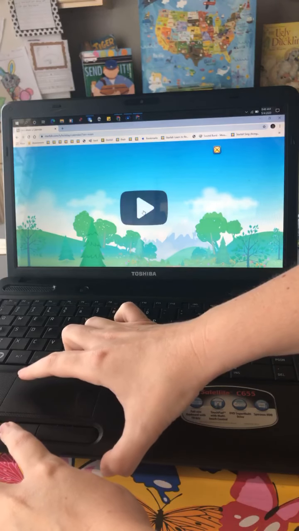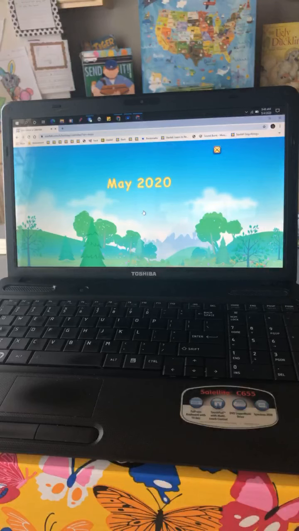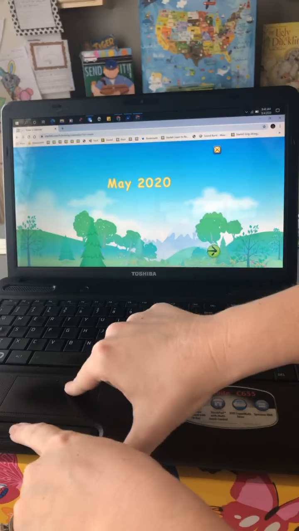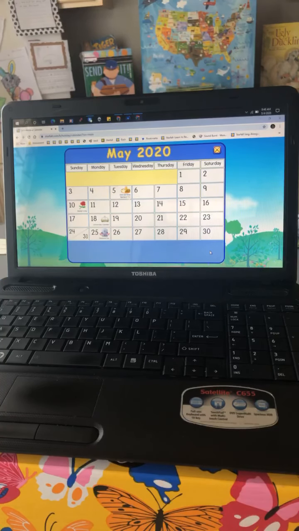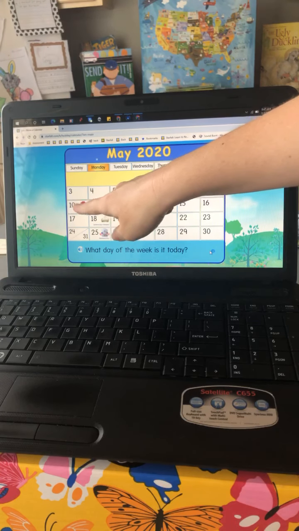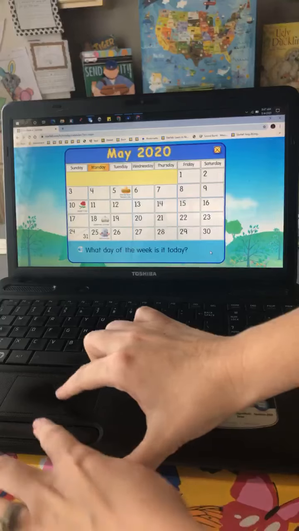Okay. This month is May. Let's make a calendar. Look how easy May is to spell. M-A-Y. That's it. Okay, let's say our days of the week in May. Sunday, Monday, Tuesday, Wednesday, Thursday, Friday, Saturday. Yesterday was Sunday, so that means today is Monday. And yesterday was May the 3rd, so today is May the 4th.